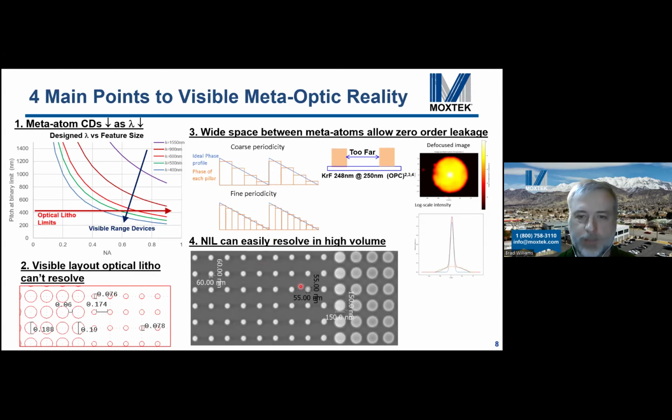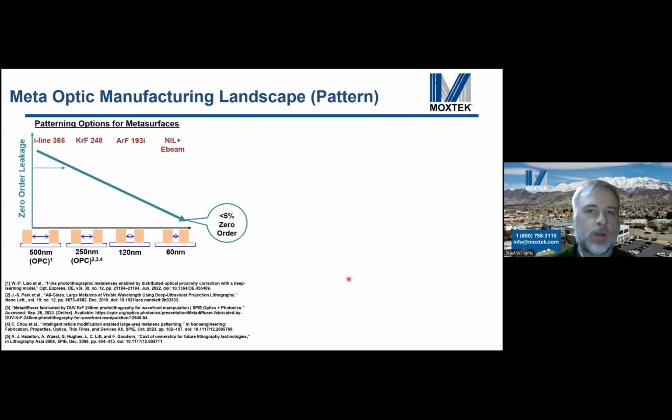And anyway, here's an example of an easily resolvable meta surface that's done by NIL. So it comes down to being able to pattern these little tiny structures. So here's kind of the landscape of what patterning looks like. These are your typical semiconductor optical litho pattern stations, and they get better as they go along.